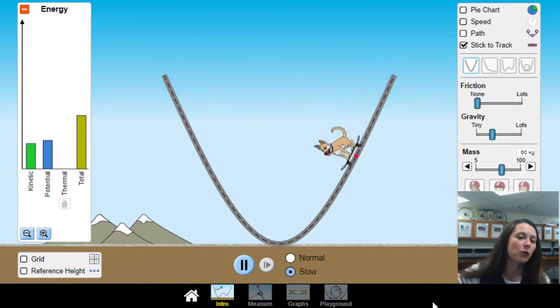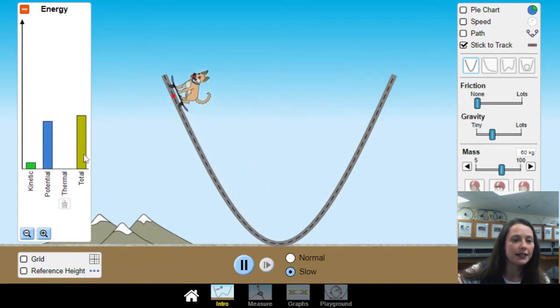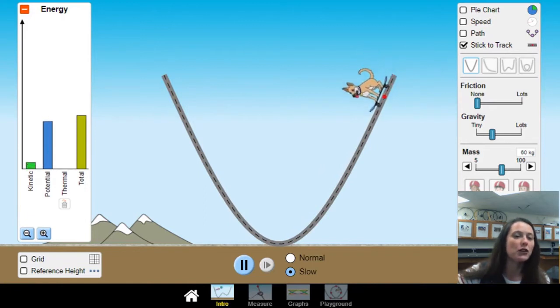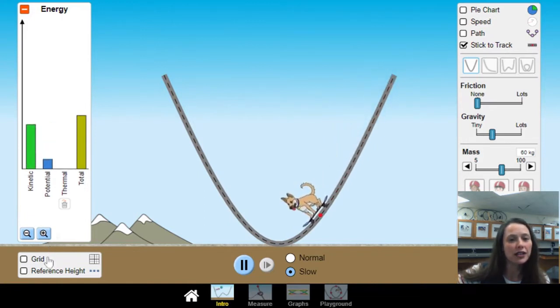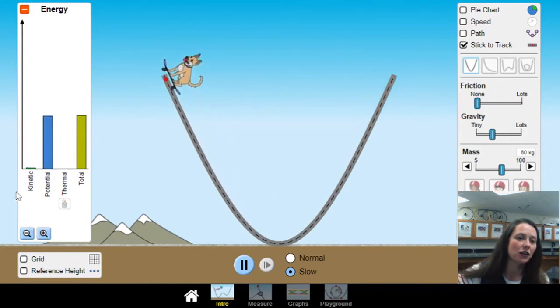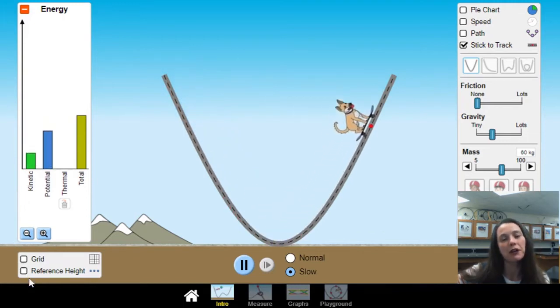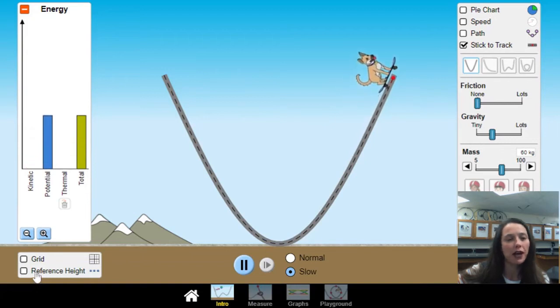A couple of things to point out here. The total energy of the system is remaining constant. That bar never changes in amount. But the kinetic and potential energies are fluctuating back and forth, doing opposite things from one another. So that again, the kinetic energy is the most at the bottom and gets less and less the higher the dog goes. The gravitational energy is the lowest at the bottom and gets bigger and bigger the farther the dog goes up the ramp.